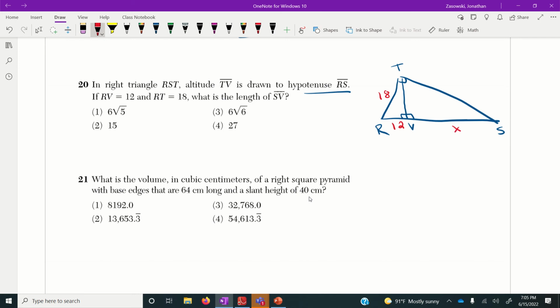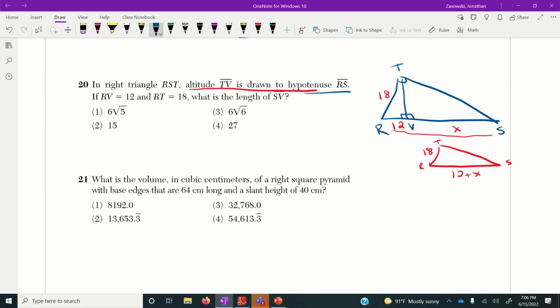This is where we're going to have to do a little bit of work. Because we have an altitude drawn to the hypotenuse, we know we're dealing with three different triangles here. I'm going to do these just below the shape. So here's the real big triangle. This side all the way on the bottom is 12 plus X, and this side over here is 18. If you want to label RTS, go for it.